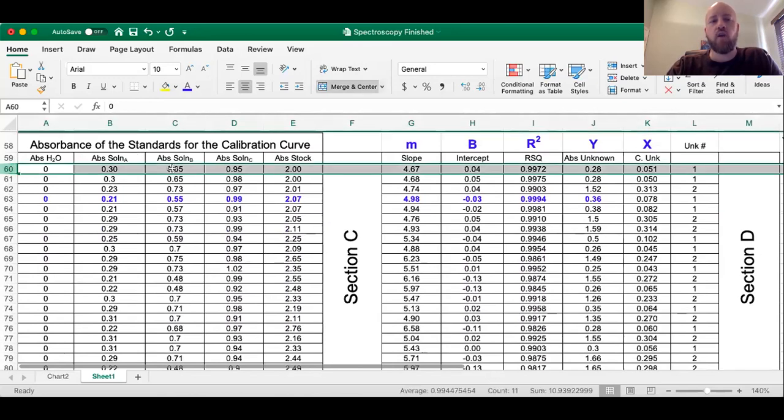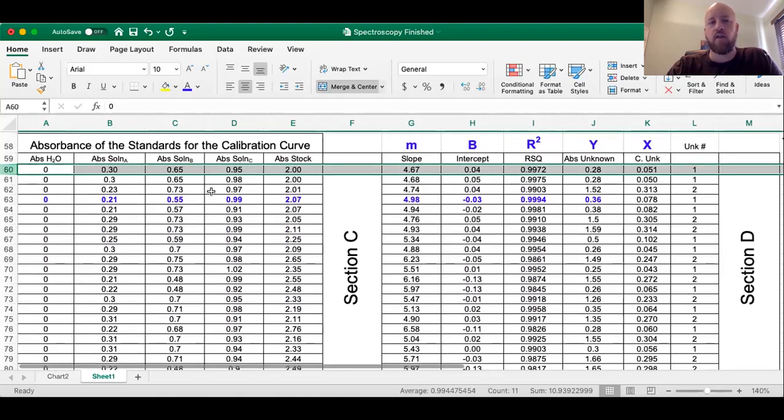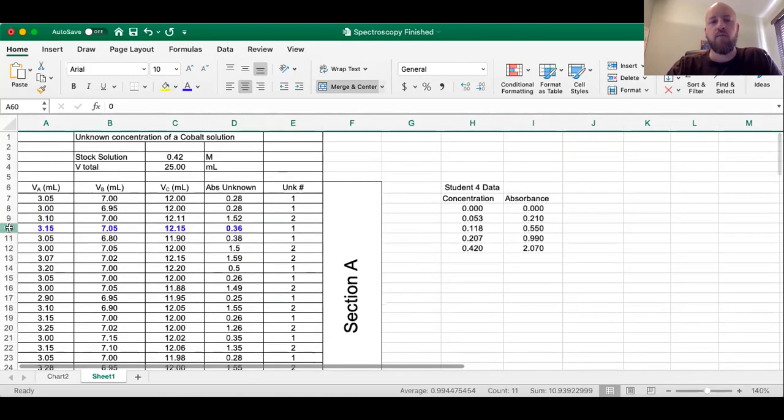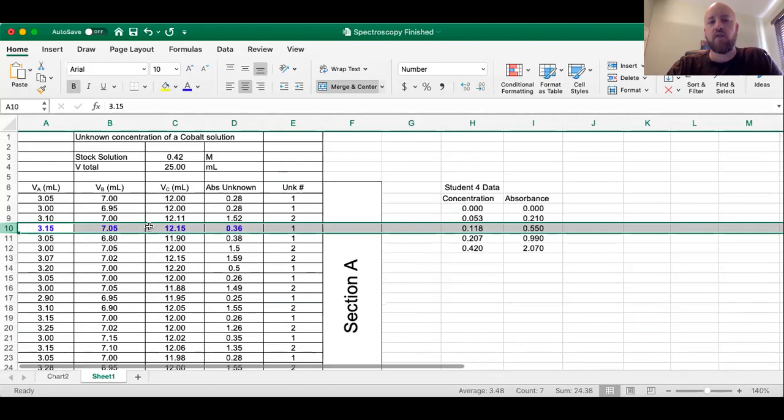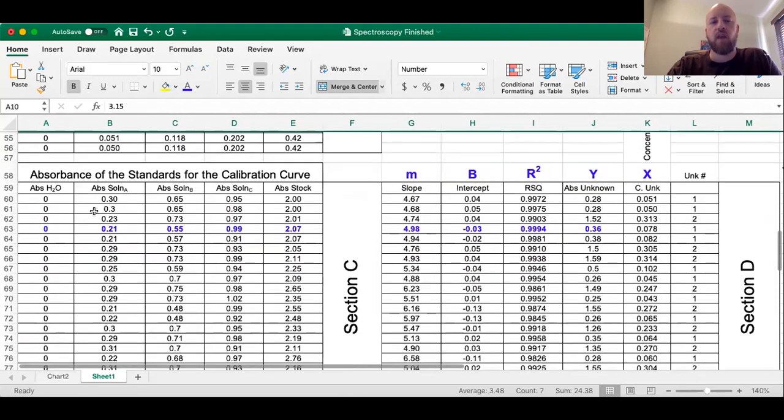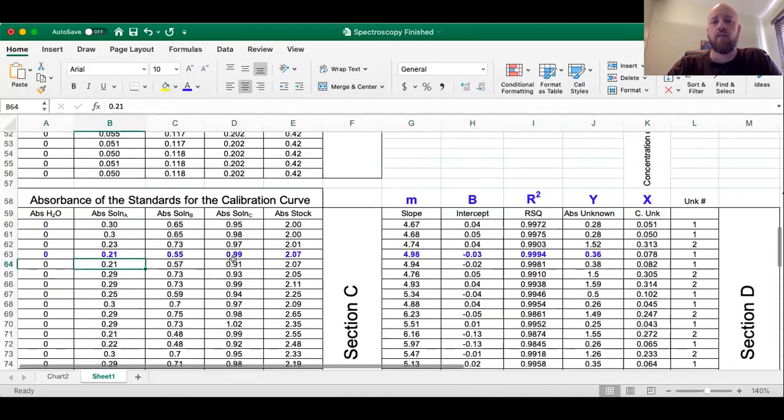In each row, that's a student's data. What you see highlighted in blue is one student's data. This particular student took unknown number 1, used these volumes of the standards, and had these absorbances that went with those standards. So each row is a different student's data, and it was all compiled into this spreadsheet.